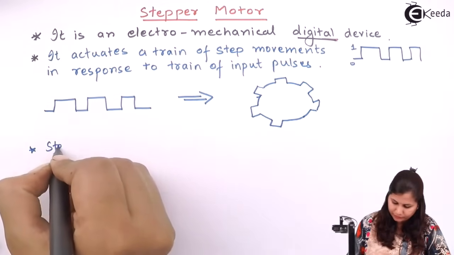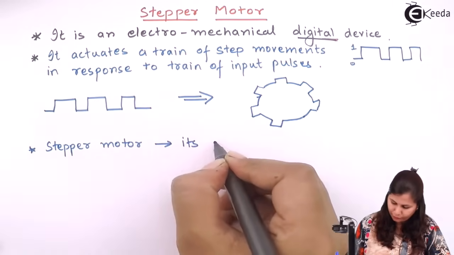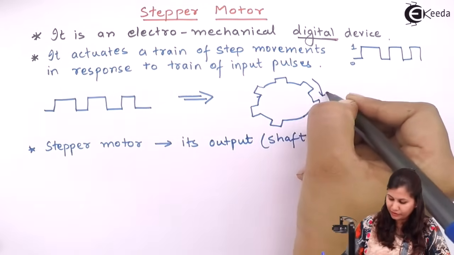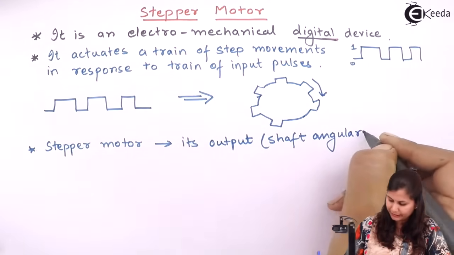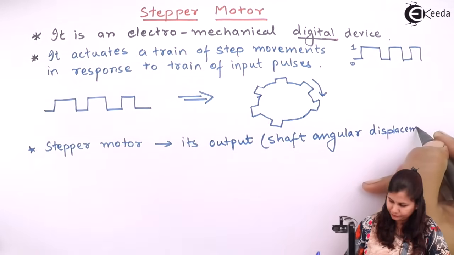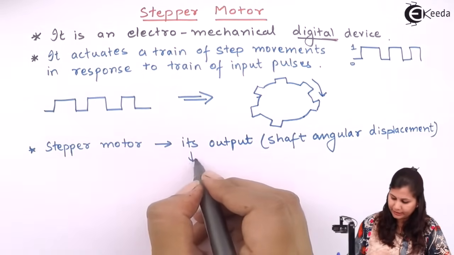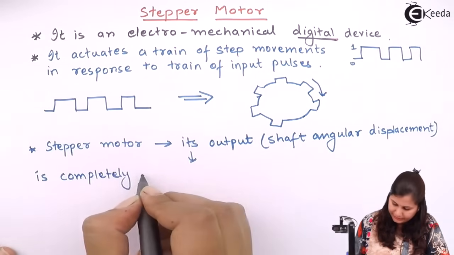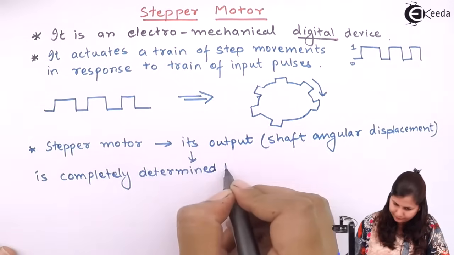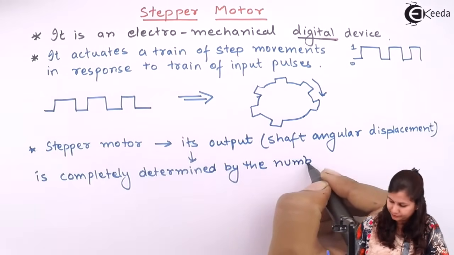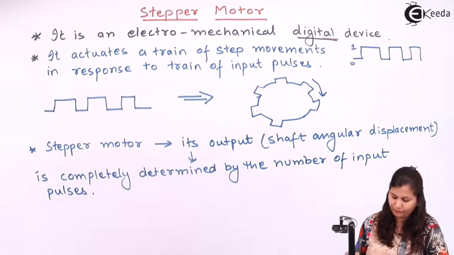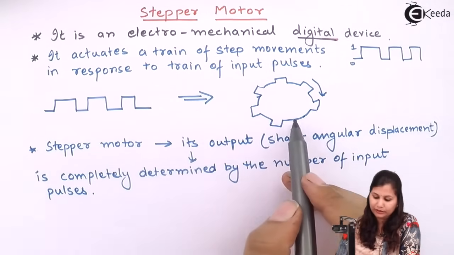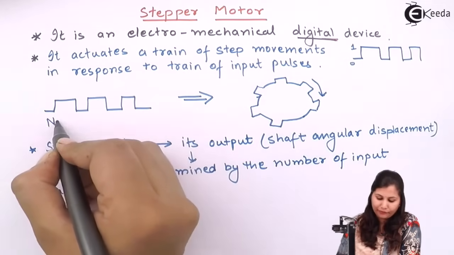That means the stepper motor, its output. What is the output of the stepper motor? The shaft, the displacement of this shaft. So shaft angular displacement, and this output is completely determined by the number of input pulses. So the output of the stepper motor is the angular displacement of the shaft, and this angular displacement is determined by the number of input pulses.